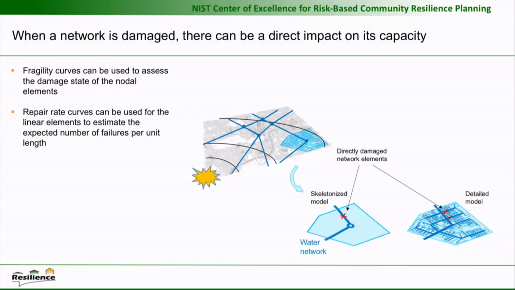When a network is damaged, there can be a direct impact on its capacity. Fragility curves can be used to assess the damaged state of the nodal elements. Repair rate curves can be used for the linear elements to estimate the expected number of failures per unit length.